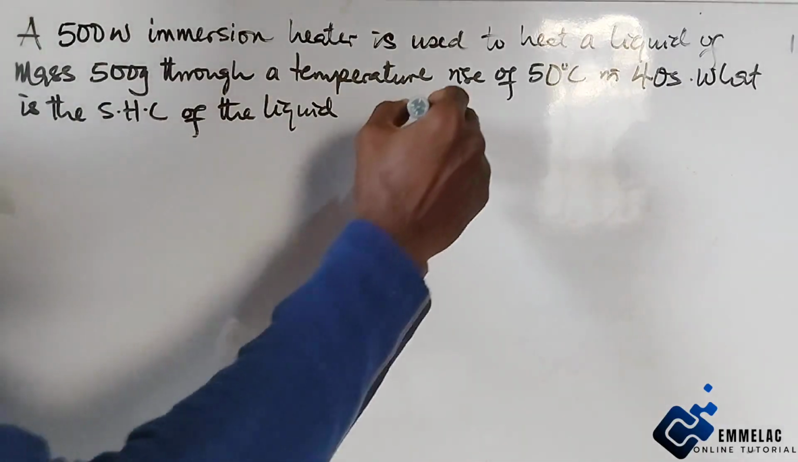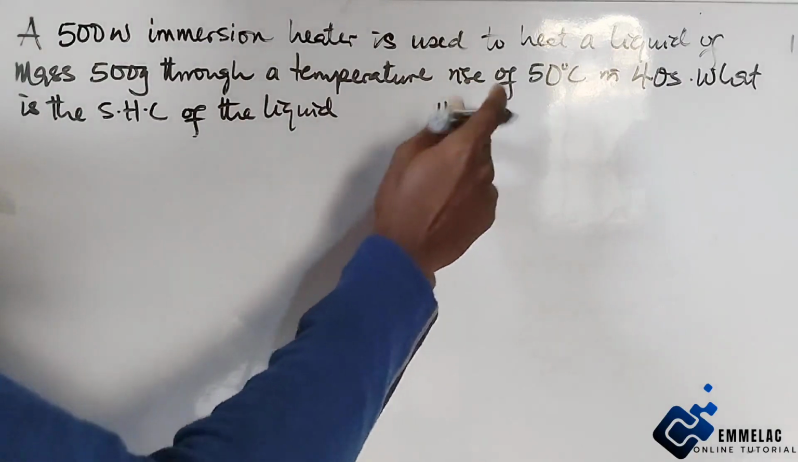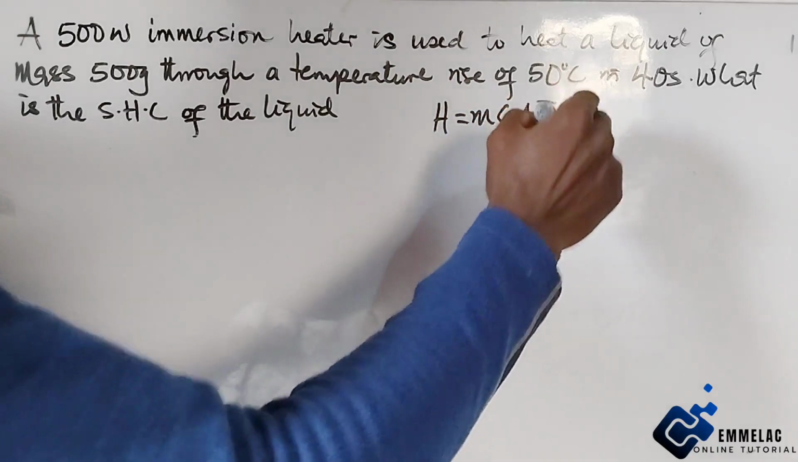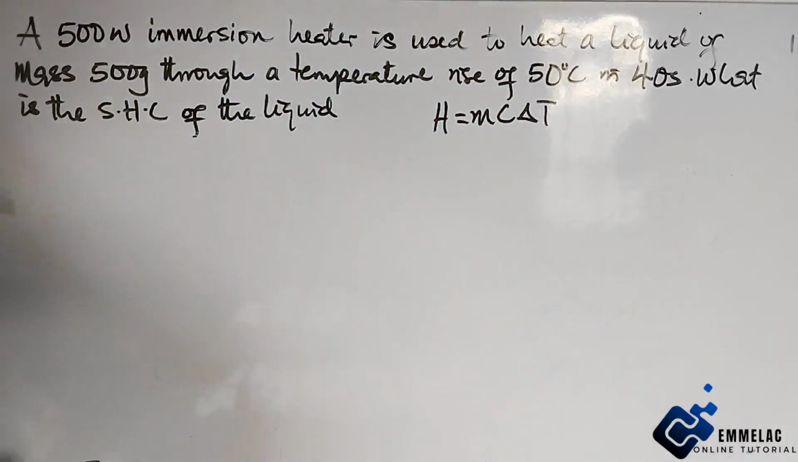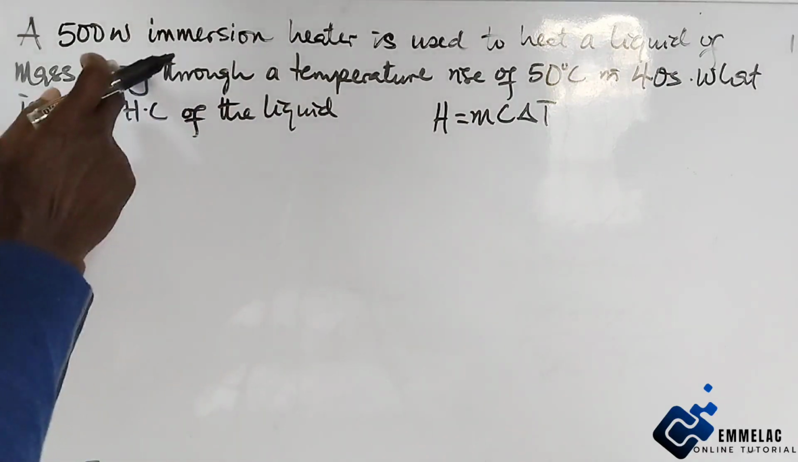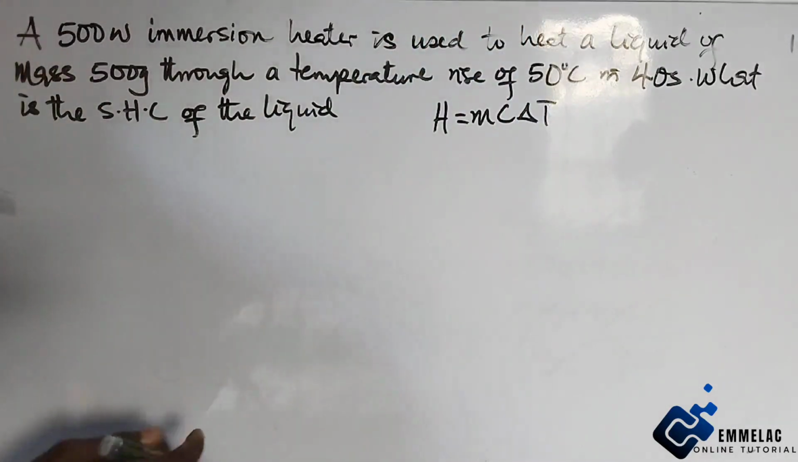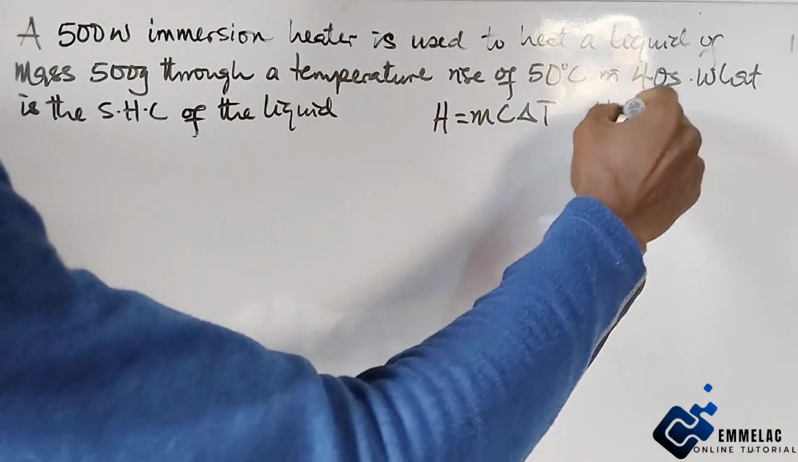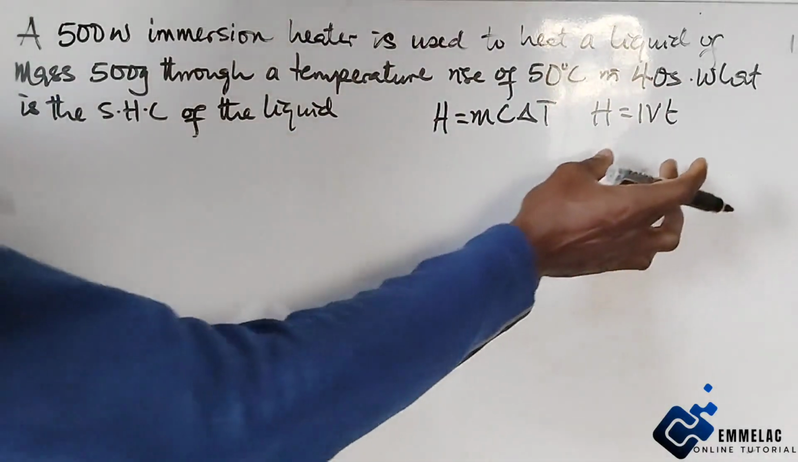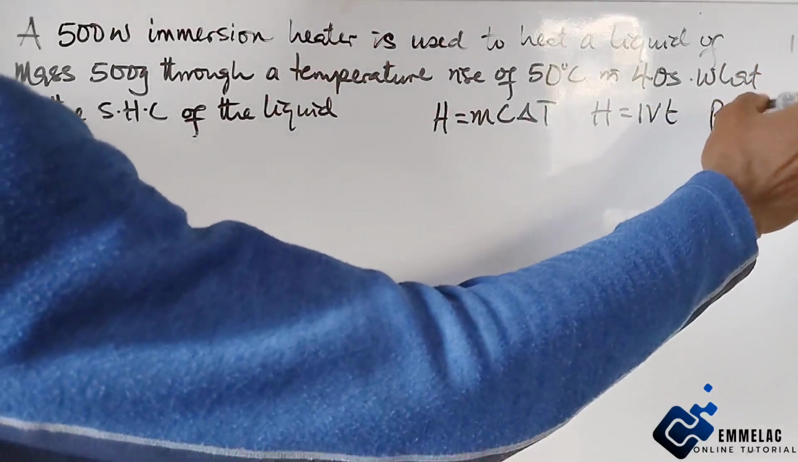Alright, let us recall that the formula is given as H = mass times specific heat capacity times change in temperature. But in this case, we can see that the heat being generated is from an electric power, or from an electrical source, which implies here we have IVT. The electrical heat is given as this formula, where power is given as IV.